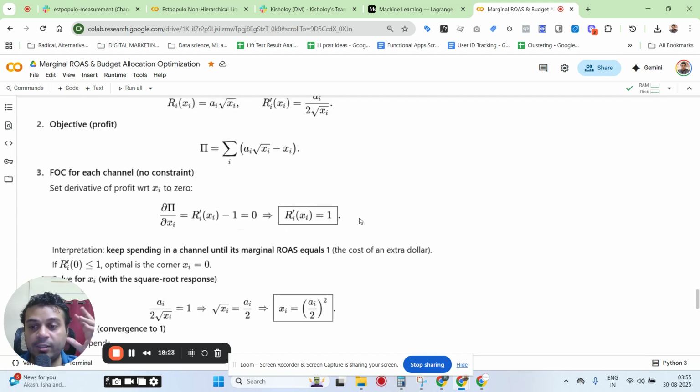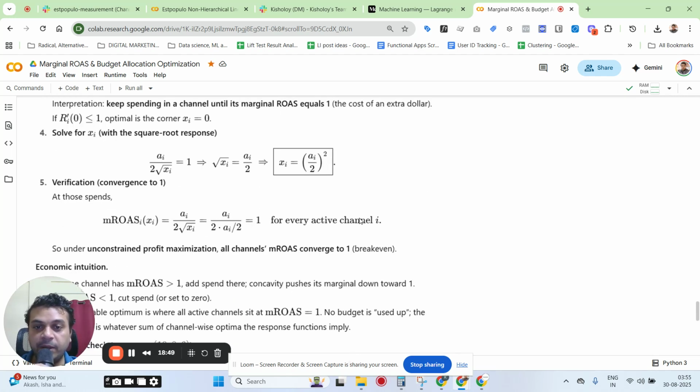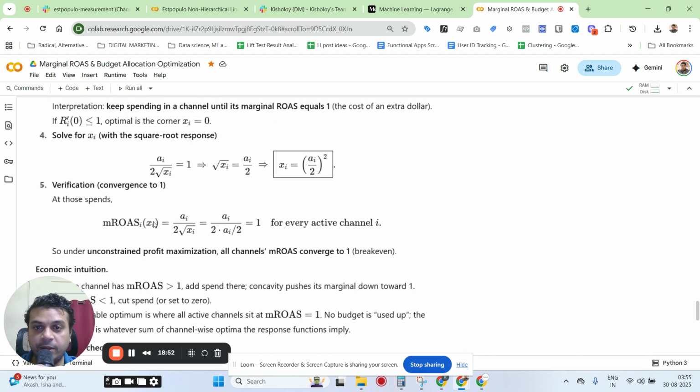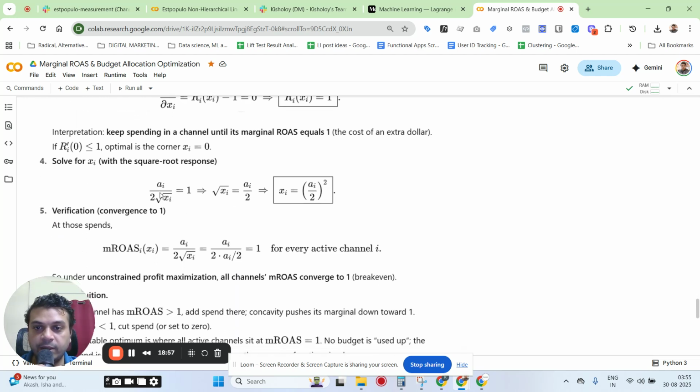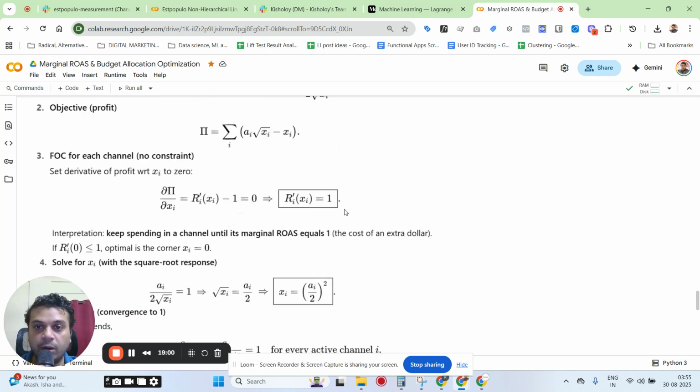When there is no constraint whatsoever on the overall budget or any other constraints at all, then simply the marginal ROAS equals 1. That's the optimal budget allocation. And think of it, that completely makes sense, right? Because you continue adding budget, and all the channels are converging to that value. So this makes complete sense, of course. Under unconstrained optimization, if we solve for xi, let's go to that step as well. Remember, this is what we got.